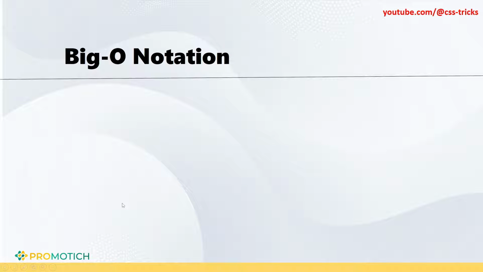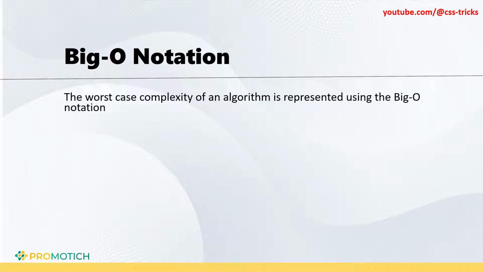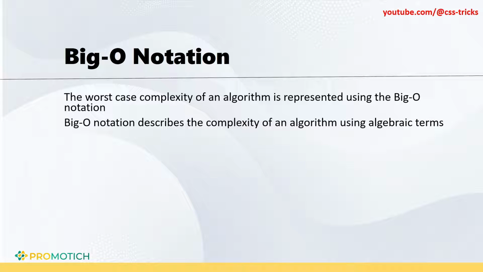In the previous video I mentioned that the worst case complexity of an algorithm is represented using the big O notation. But what exactly is big O notation? Let's understand in this video. If I have to explain in very simple terms, big O notation describes the complexity of an algorithm using algebraic terms. The big O notation has two important characteristics.